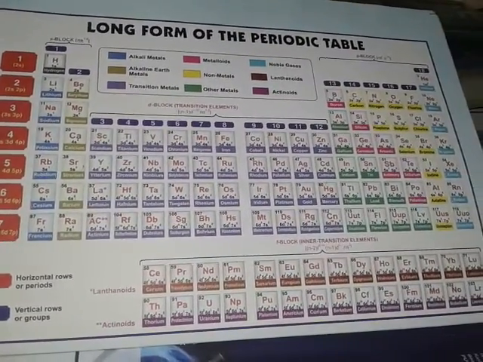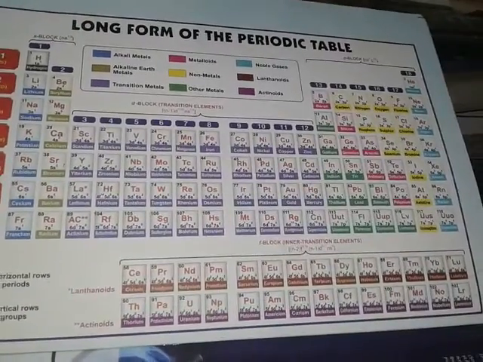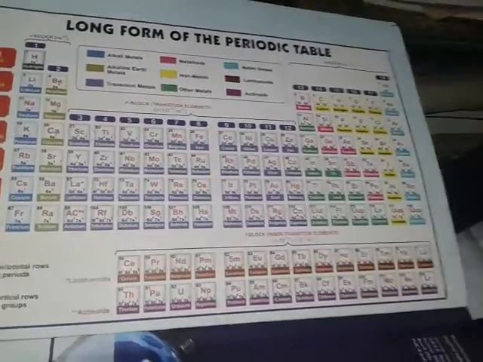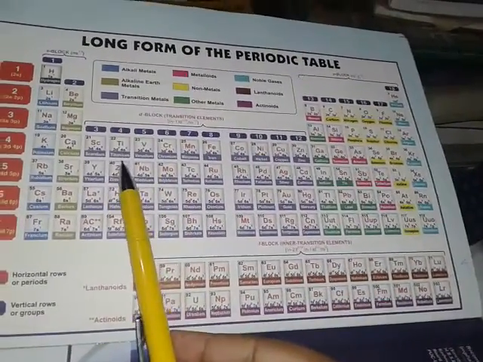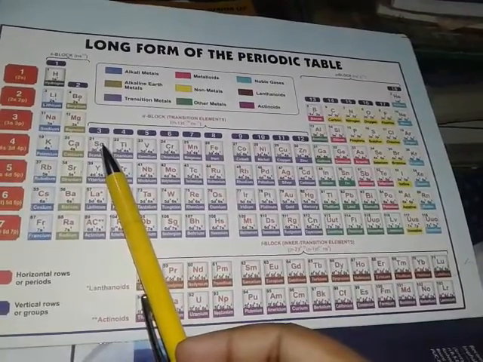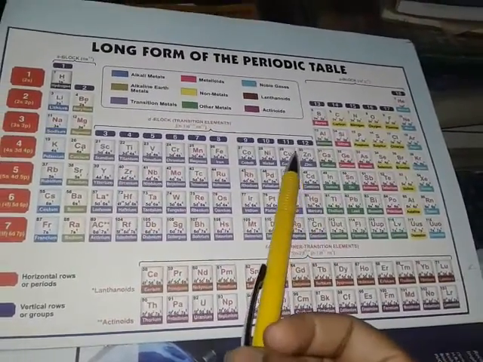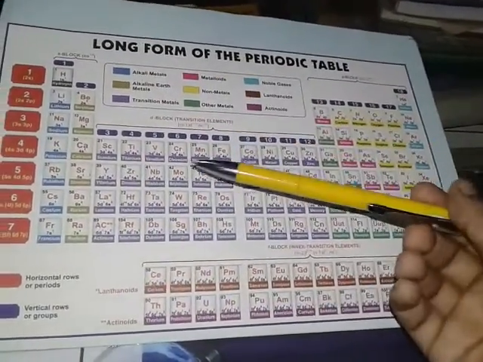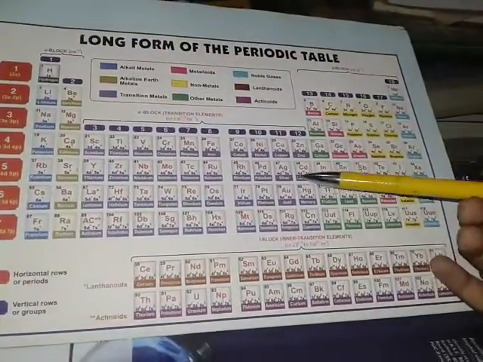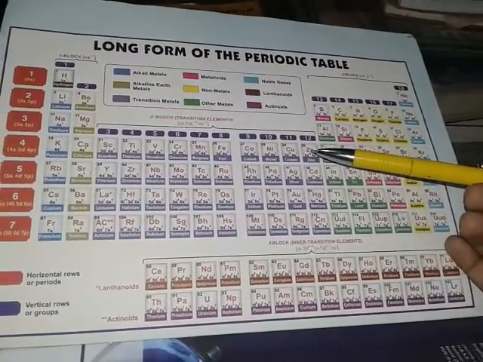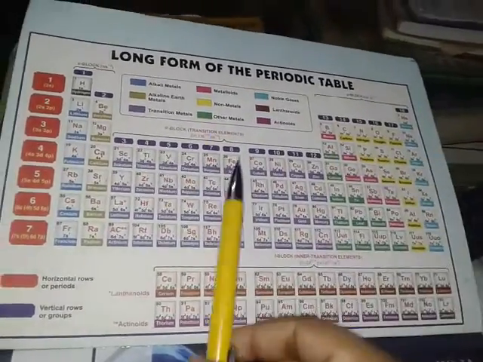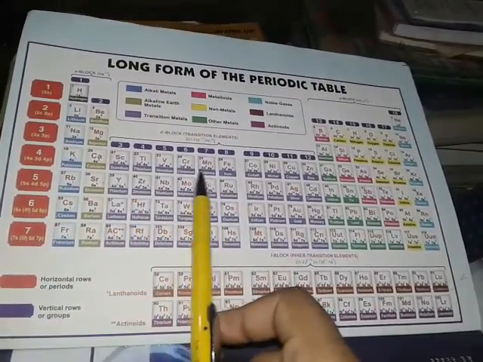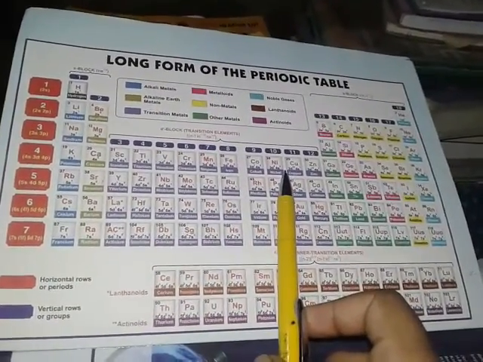Now let us switch to a very important block of the long form of the modern periodic table, that is the D and F block. If you look at D block very carefully, D block begins from group number 3 to group number 12, and the D block elements are divided into four series. The first row, having period number 4, is known as 3D series. This is the first transition series, involving the 3D orbital.